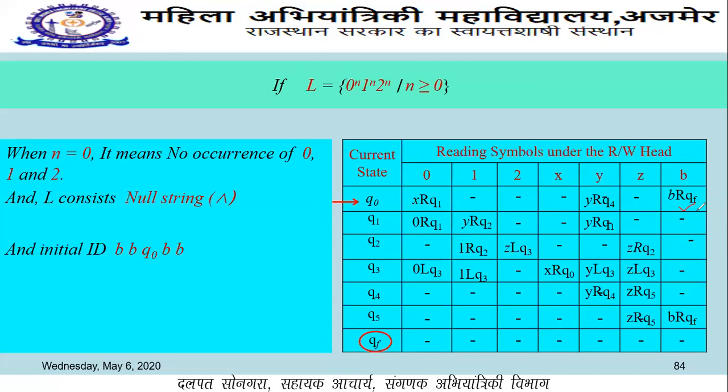When we apply this transition function, we reach this situation. Of course, we are at the final state, and it means that there is an equal number of zeros, 1s and 2s also. So this is an acceptance situation. I hope you understand this.